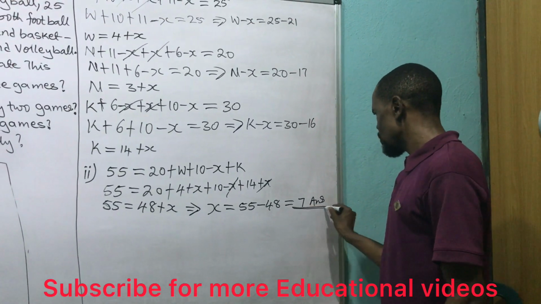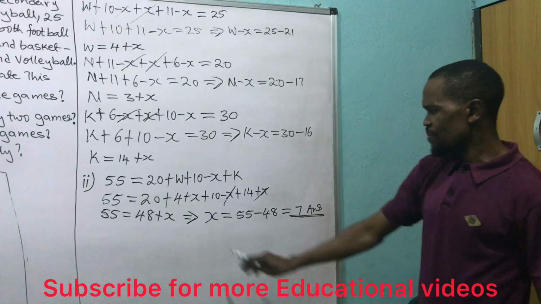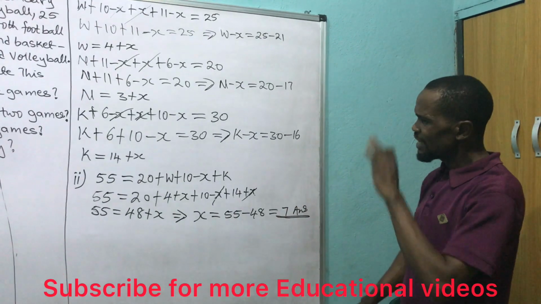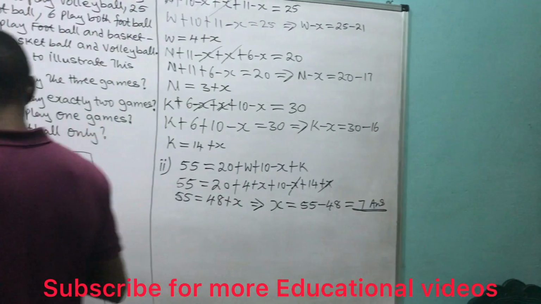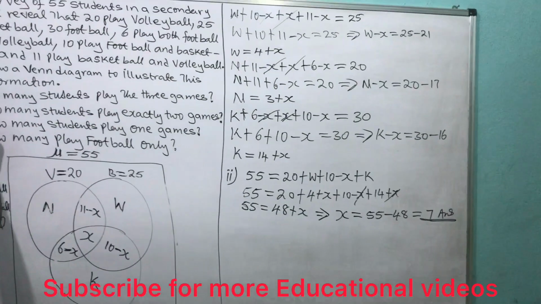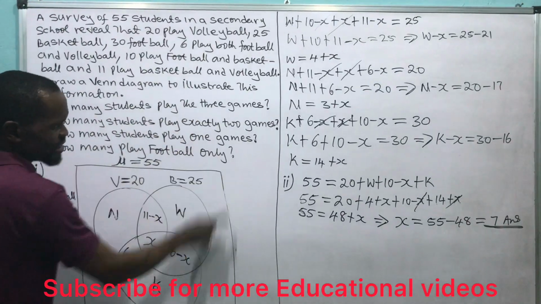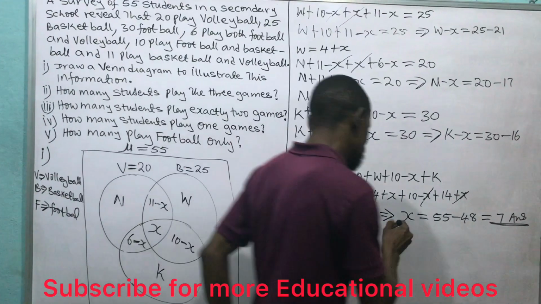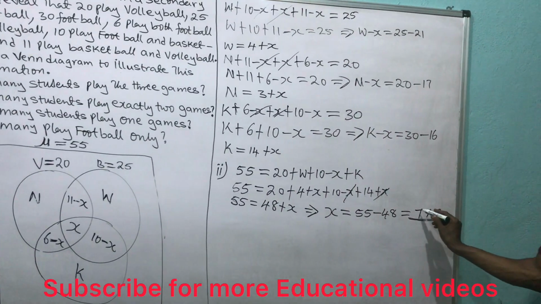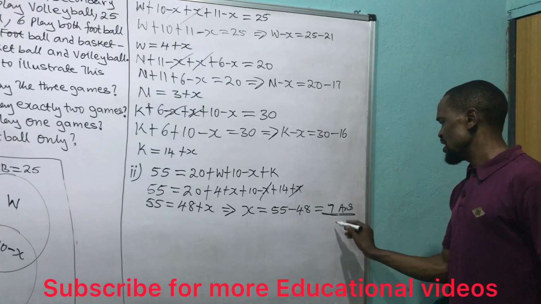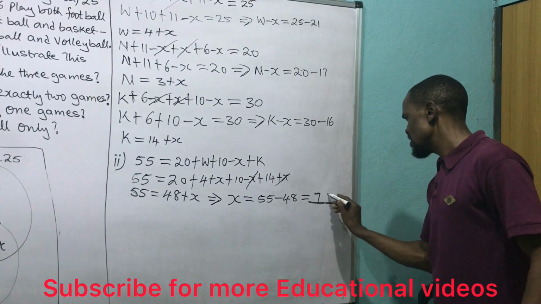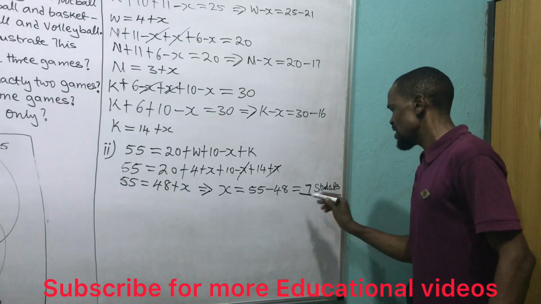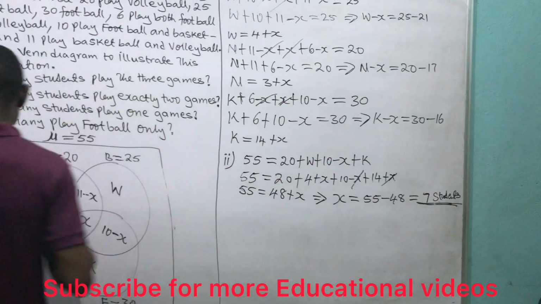And that's the number of people that play the 3 games. The people that play the 3 games is 7. x is the people that play the 3 games. That's what they asked me here. They said, how many students play the 3 games? And the people that play the 3 games is 7 students. 7 students play the 3 games. You just put the word students over here. That's our answer. Then now we'll come over here.